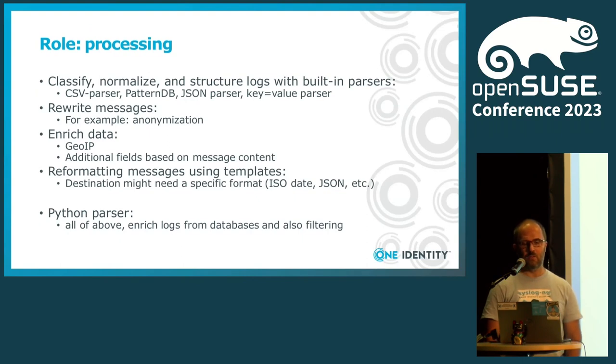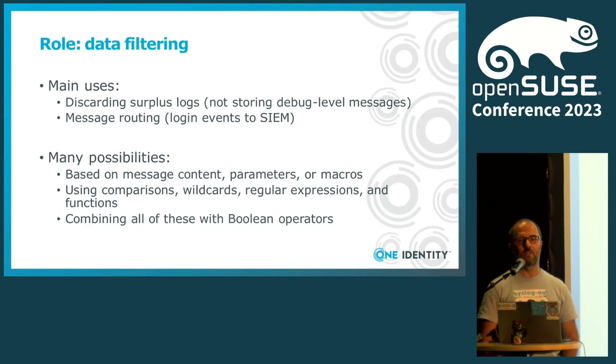And finally, you can also reformat log messages using templates. So if the destination where you are sending log messages needs to have a specific format like JSON formatting or the date in the ISO date format and so on, then you can easily reformat your log messages as necessary. And if none of these are good enough for you, you can easily extend Syslog-ng using Python. For example, enrich your log messages from a database, or even use it for filtering, which brings us to our next topic, which is filtering.